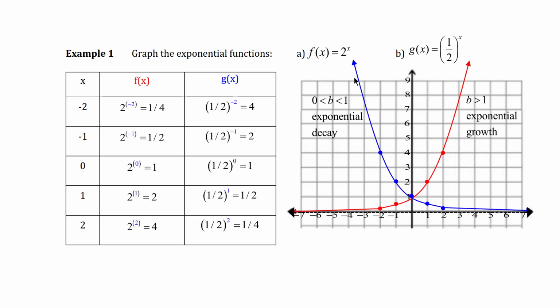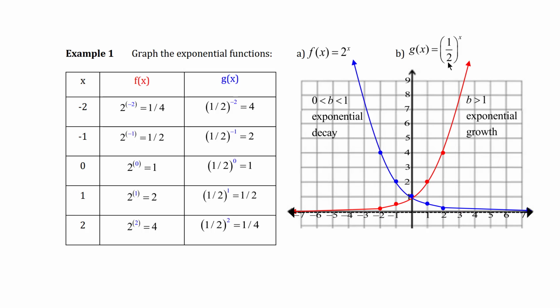Notice here that our graph starts off really high and starts decreasing rapidly as the x values get larger and larger. Notice towards the end that the graph gets really close to the x-axis, however it never touches. This type of growth is what we call exponential decay. This takes place whenever the base of the exponent b is a value between 0 and 1. For our function g, the value of b is 1/2, so we have exponential decay.